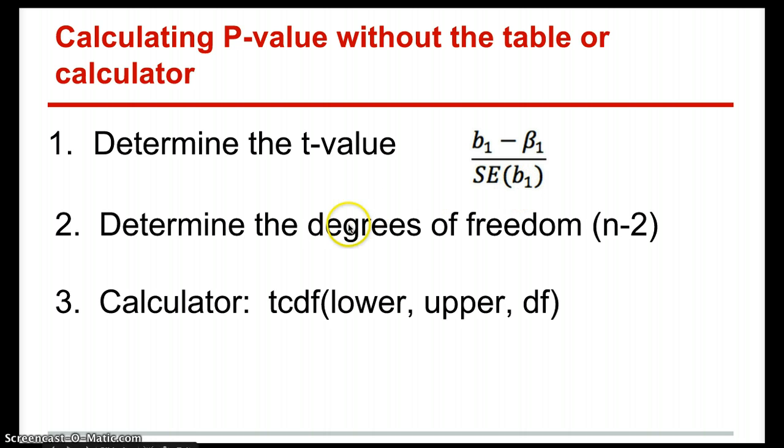Then you also need to determine the degrees of freedom. Remember, we don't know the slope and we don't know the y-intercept, so that's why it's n minus 2. Then you use your calculator for the tcdf, with the lower, the upper, and then the degrees of freedom. If you have a positive t-value, your lower is that t-value and your upper is a big number. If you have a negative t-value, it's backwards: the lower is a large negative number and the upper is that negative t-value.